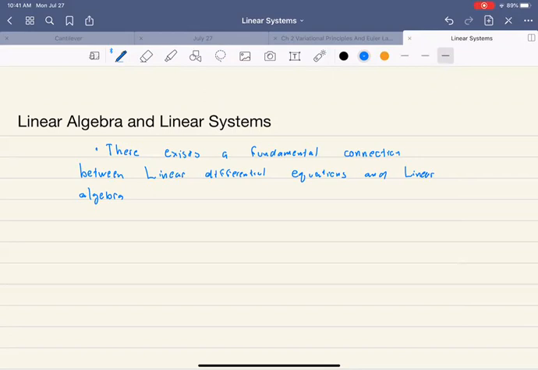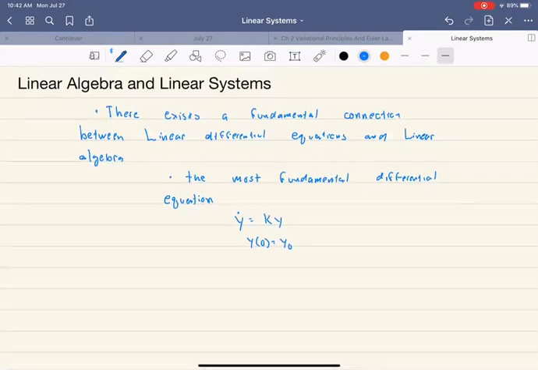So first, let's take the most fundamental differential equation. The most fundamental differential equation is y prime equals ky. And you can solve that, let's say, with y of 0 given to be y0. You can solve that just using separation of variables.